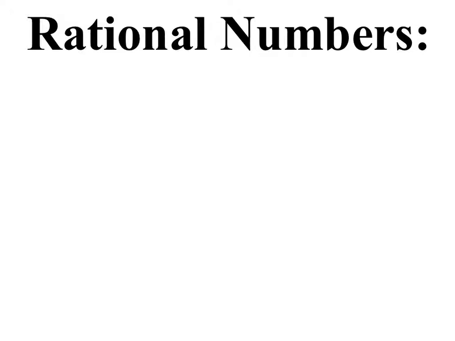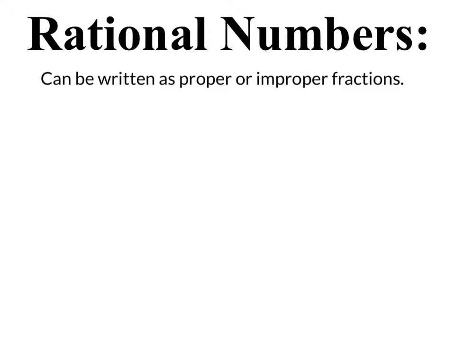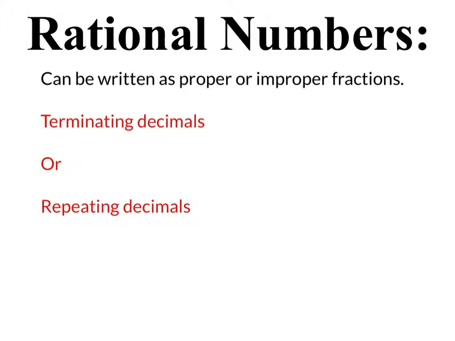Rational numbers are numbers that can be described in a few different ways. Not only can they be written as proper or improper fractions, rational numbers can also be terminating or repeating decimals. Let's look at some examples of all of these. So let's first look at proper and improper fractions.